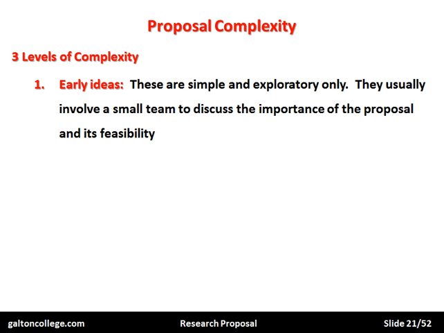Now, the complexity of the proposal. Well, there are 3 levels of complexity. First of all, early ideas. These are simply the exploratory ideas that are brought up at the start, ideas to suggest that the research may be a good idea and why the research is a good idea. Just very basic ideas at the very start. They usually involve a small team to discuss the importance of the proposal and its feasibility.